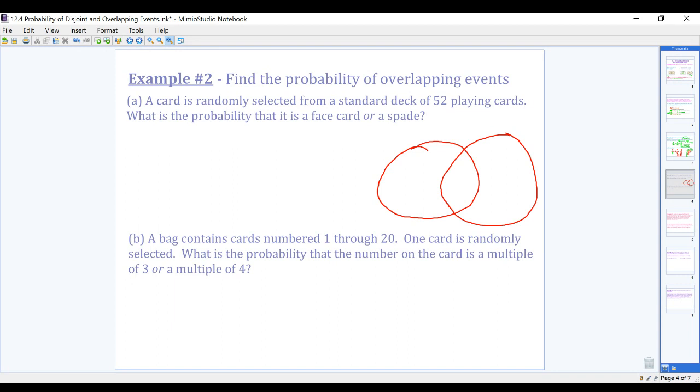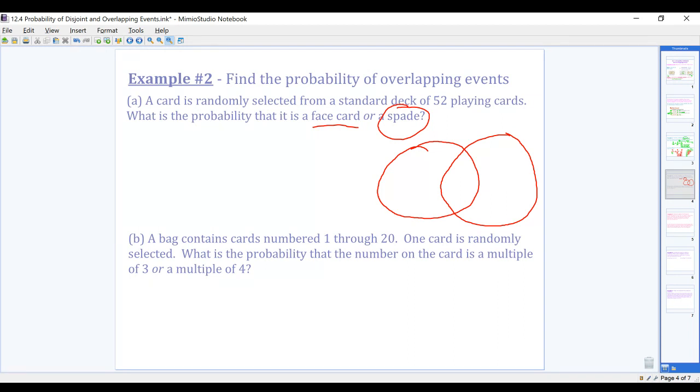A card is randomly selected from a standard deck, 52 playing cards. What is the probability that it is a face card? We know what those are now. Or a spade. So there's 13 cards in one suit, right? The spade, club, hearts, diamonds, all those, right?